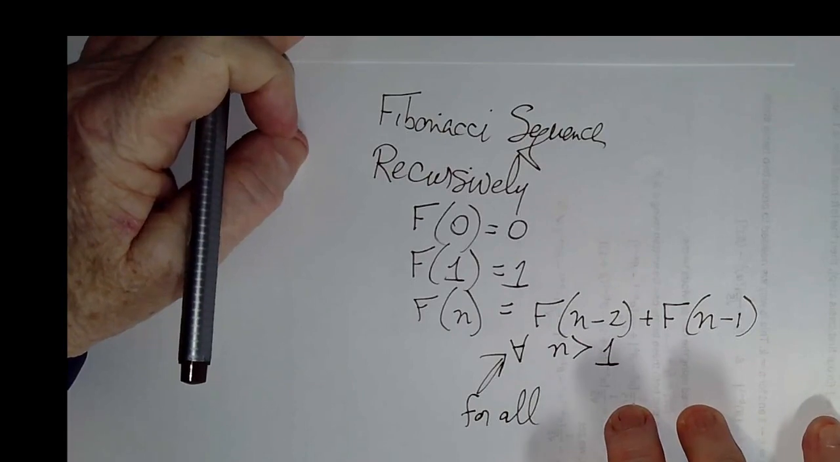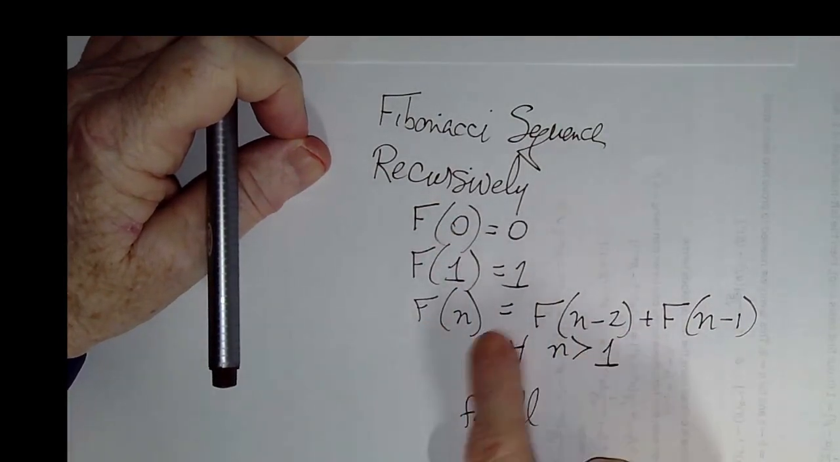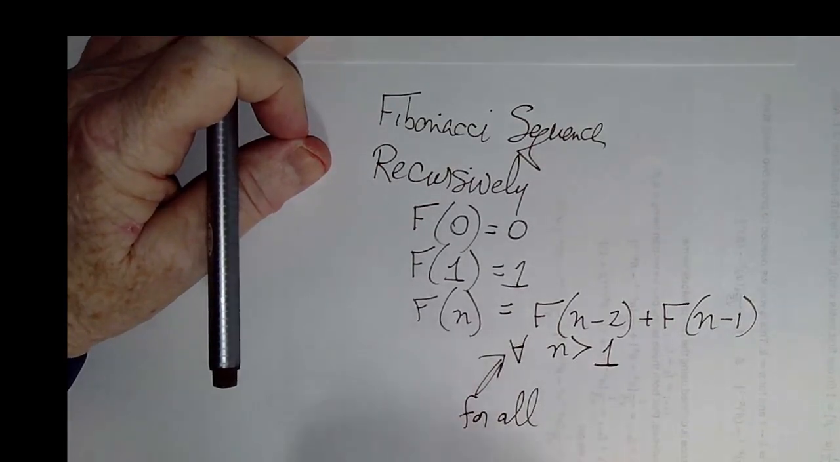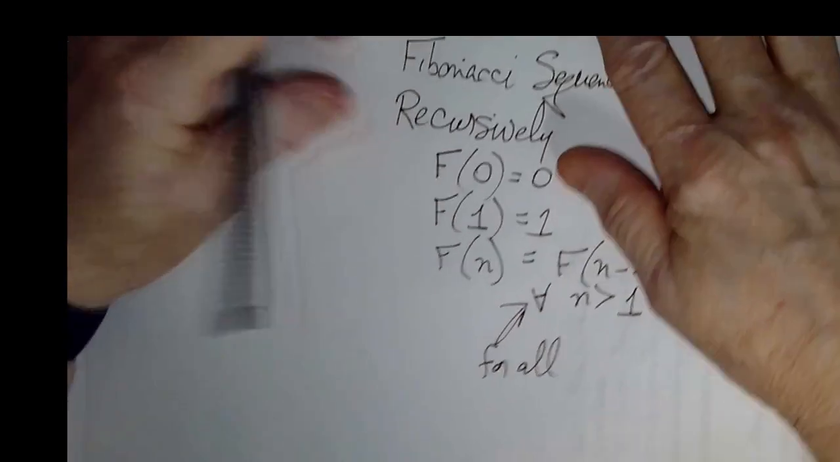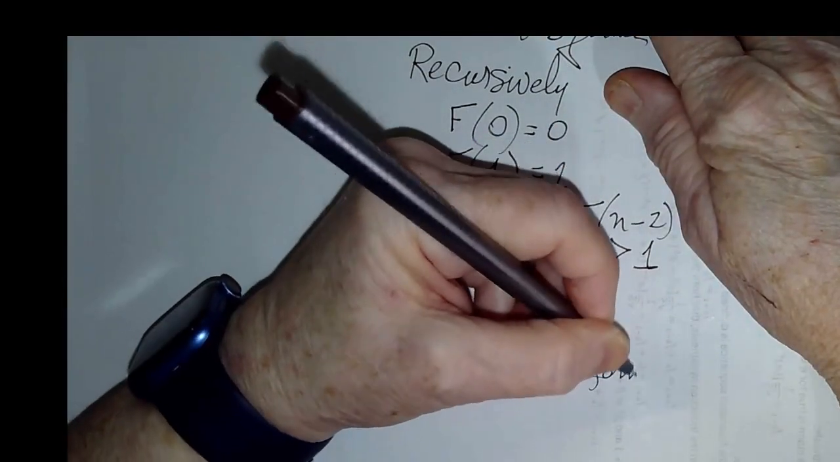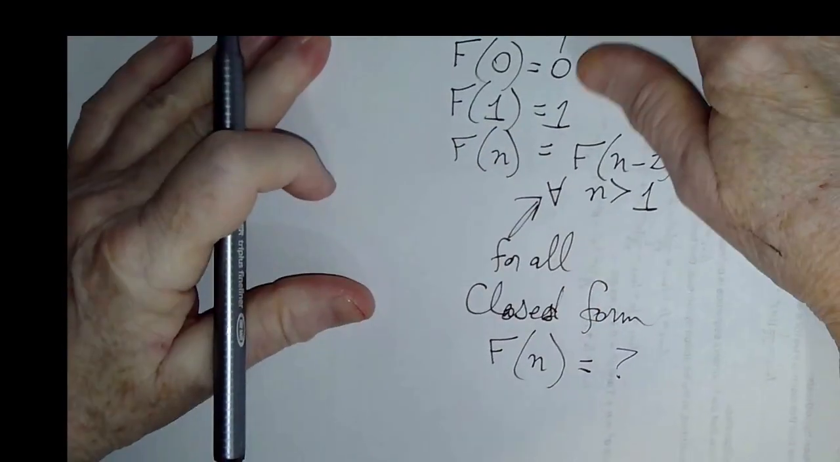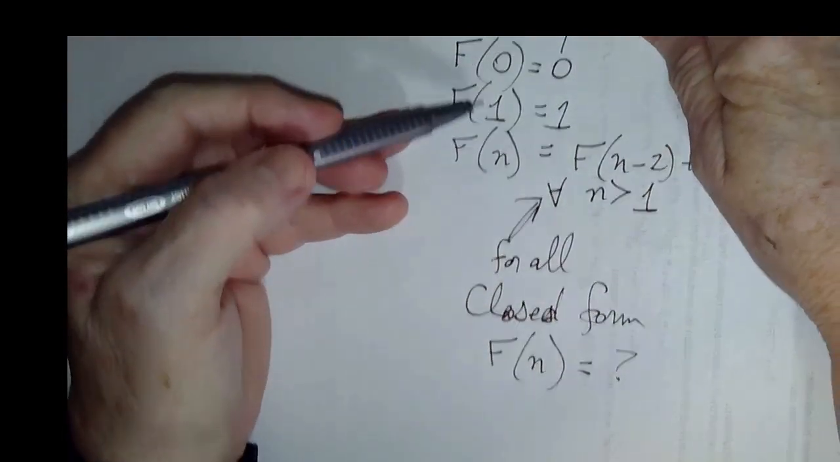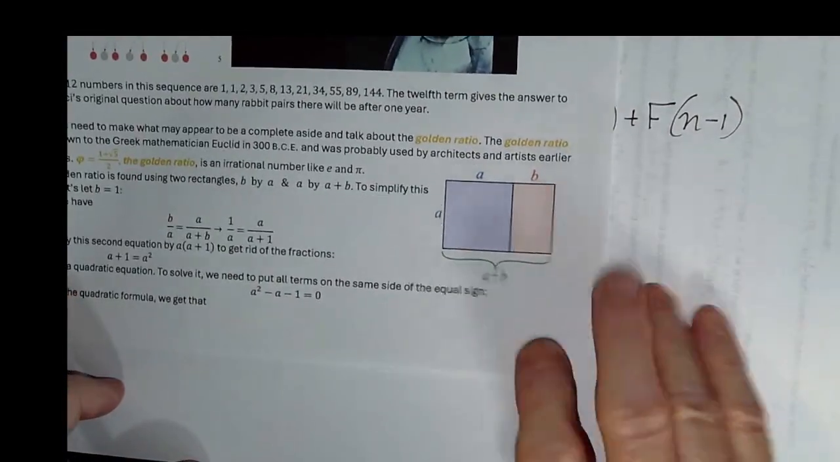This is the recursive form of the Fibonacci sequence, and what we want to do is take a huge leap and go from this method of describing the terms, where you have to know the previous two in order to get the next one, to something called a closed form. And the closed form says F of n is equal to something. We don't have to do the seed values, and we don't have to build each n. We're going to write F of n in terms of something. And to do that, we're going to look at a very interesting thing.